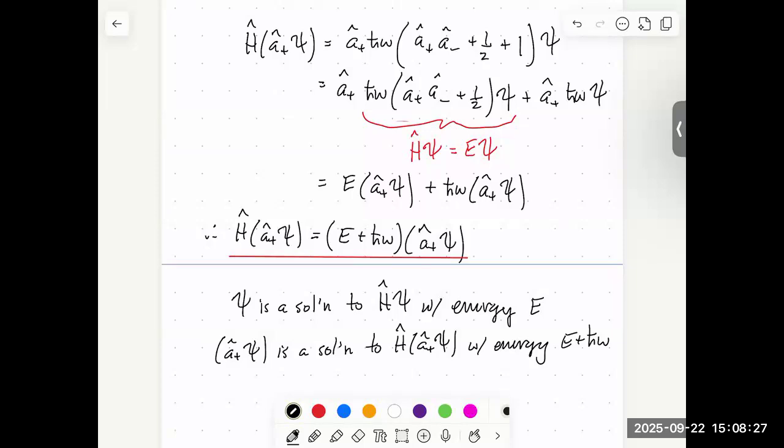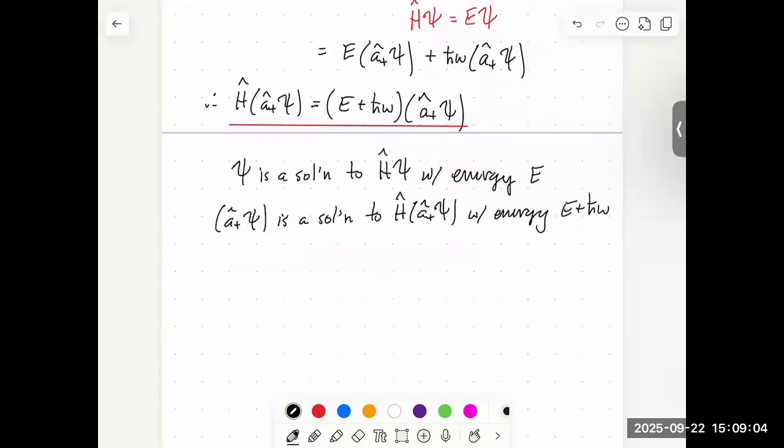I could do that again. I could say, well, if this is some solution, I can act on this with A plus again, and I'll generate a new state. It'll have energy E plus 2 H bar omega. And then I act again, and I'll get E plus 3 H bar omega. And I do that over and over again. What this is getting to is that if I am able to actually write down a functional form for one solution, I'll be able to generate an infinite number of other solutions. And that's in fact exactly what we're going to do.